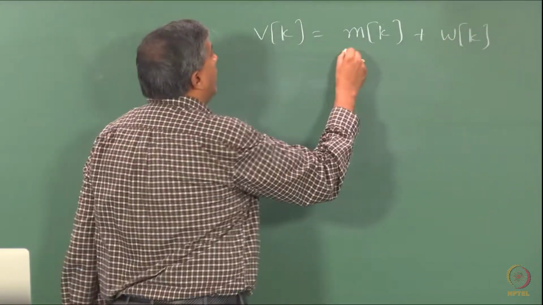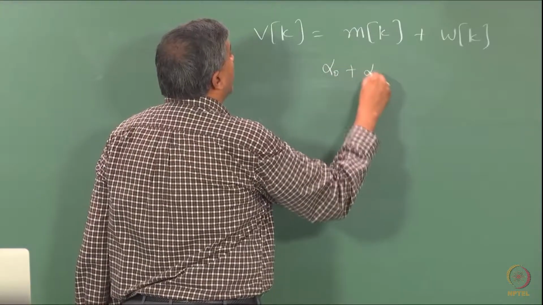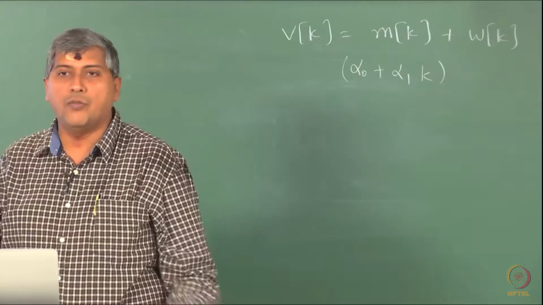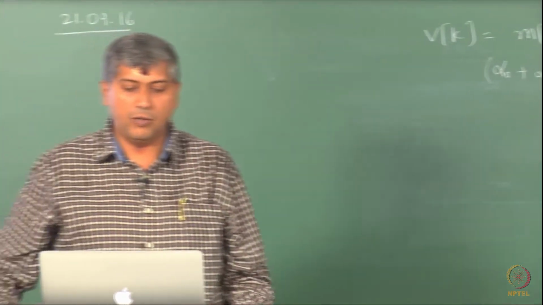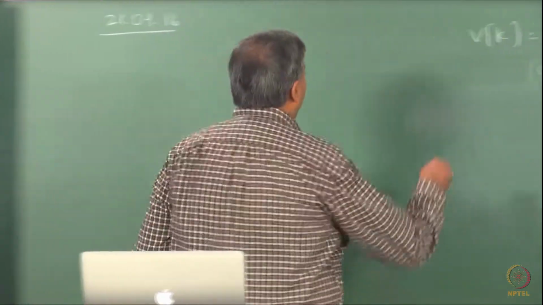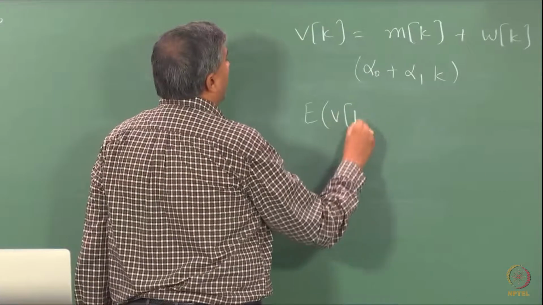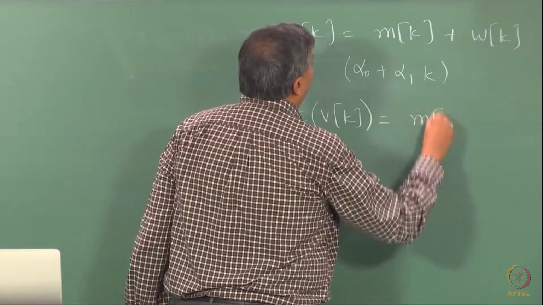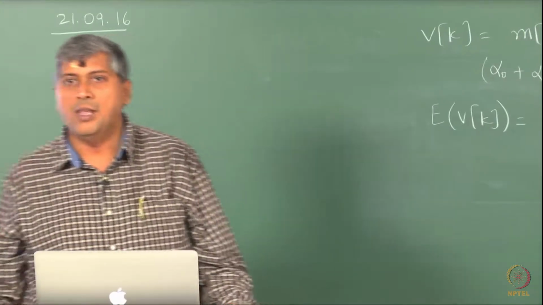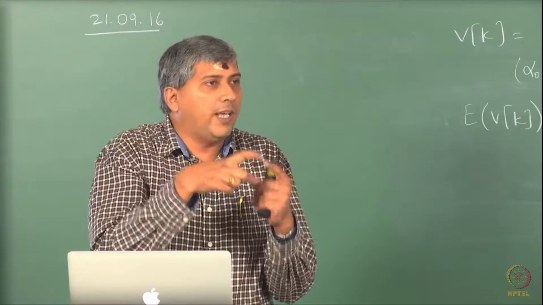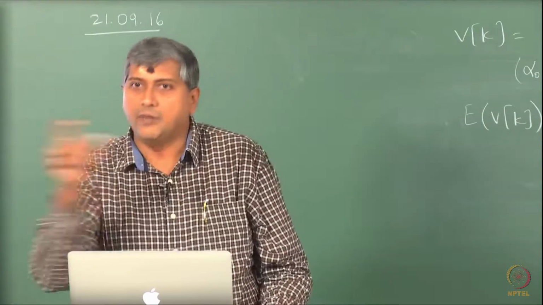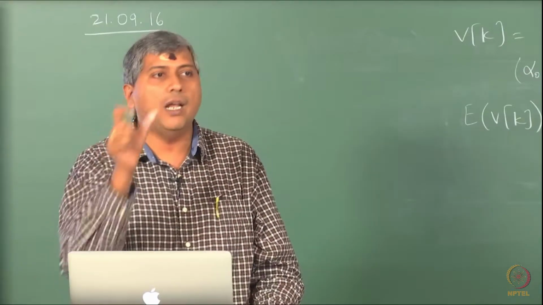In the first approach, we have assumed a parametric model for m k, and then we obtain estimates of alpha naught and alpha 1, or accordingly whatever polynomial we assumed. In the second approach, we note that the expectation of V k, that is the average of V at any instant, is m k itself because we have assumed w k to be zero mean, which means of course I cannot work with a single point. Therefore, I will work with a small window of the given series and locally estimate m k.